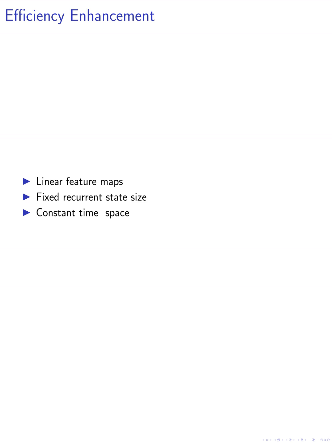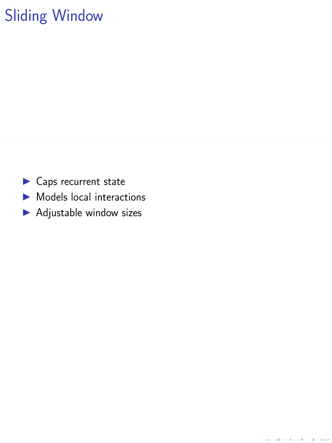We select feature maps based on the Taylor series to further enhance the model's recall capacity without increasing the computational complexity. Additionally, we implement sliding window attention to limit the recurrent state size effectively. This technique caps the recurrent state size and facilitates efficient modeling of local interactions through the use of small window sizes. By adjusting these window sizes based on hardware specifications, we can control memory consumption and ensure efficient computation.